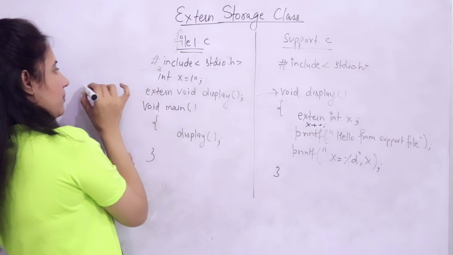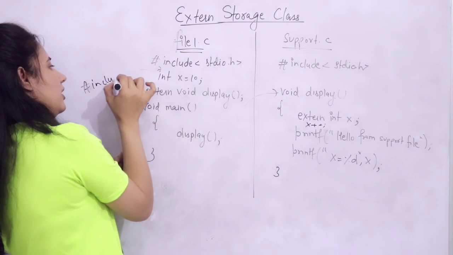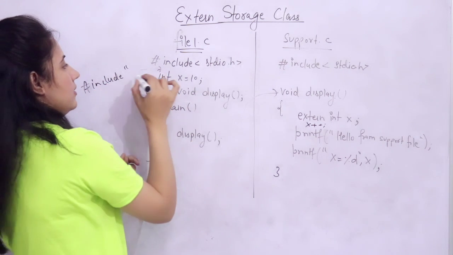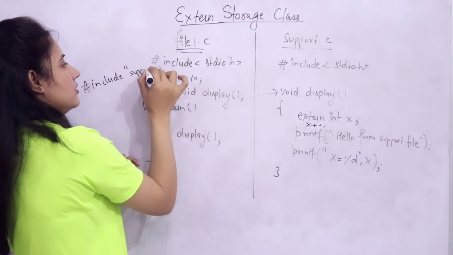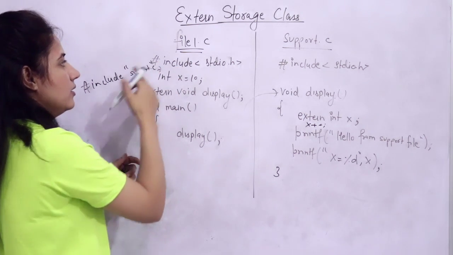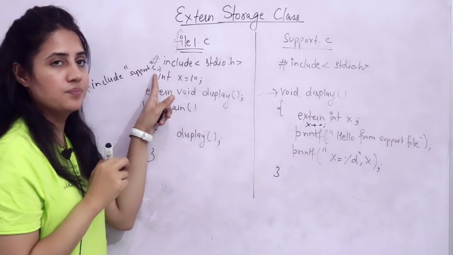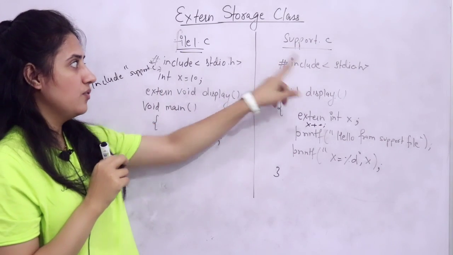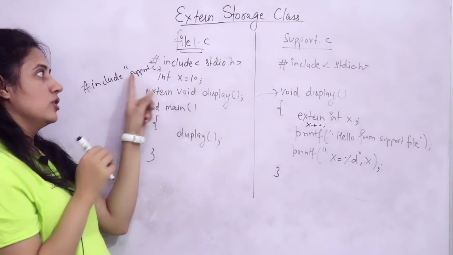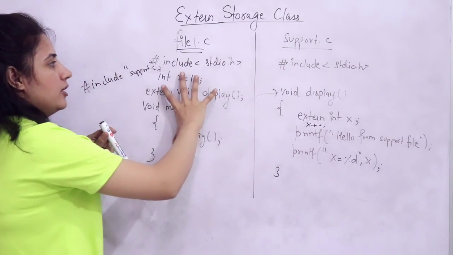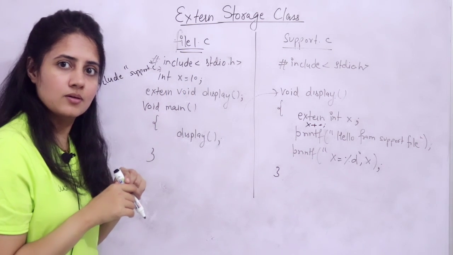After this line I'll simply write hash include, and what is the name of the file? support.c, in double quotes. If you want to include another file, just write that file in double quotes. So whatever the content of this file, that would be included here, right?